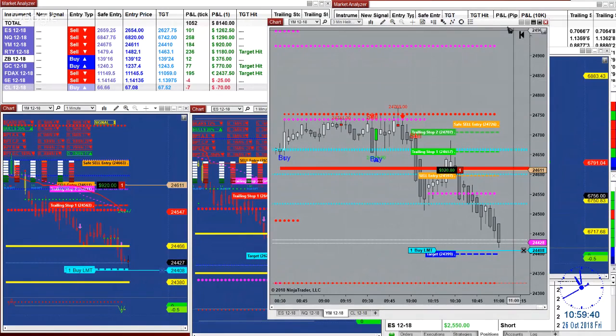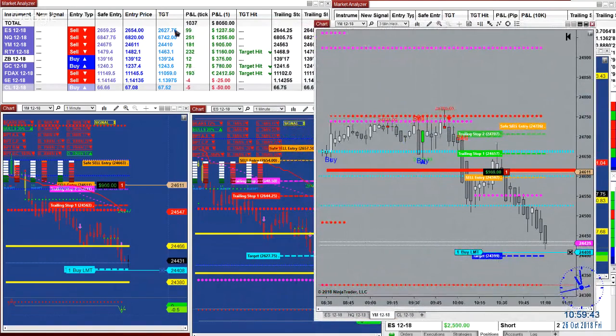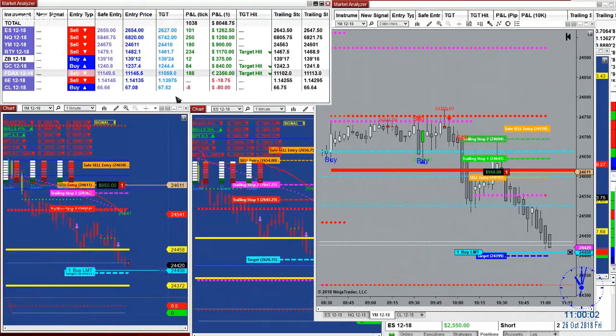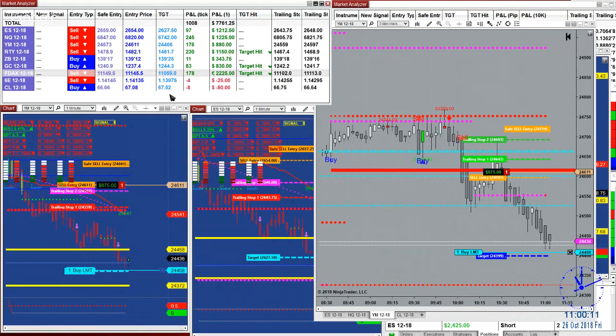Right now on the market analyzer, based on the last entry signal, right here, right in front of you, we have 96 ticks on the ES based on one contract, 247 ticks on the NASDAQ, 180 ticks on the YM, 234 on the Russell, 12 ticks on the 30-year Treasury bond, gold 81 ticks, and the DAX 188 ticks.